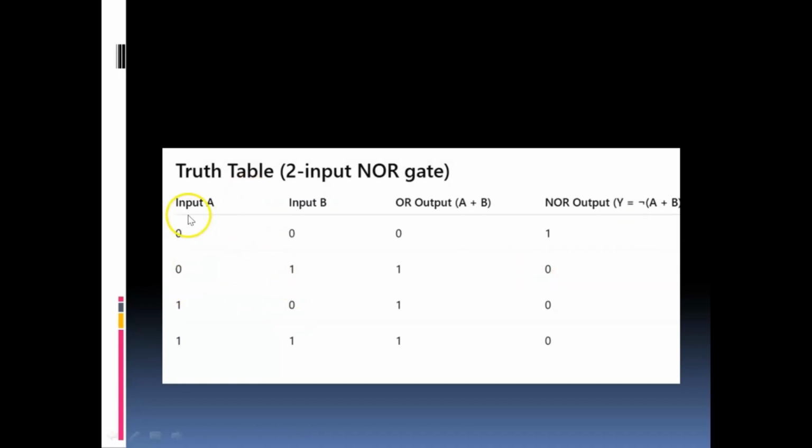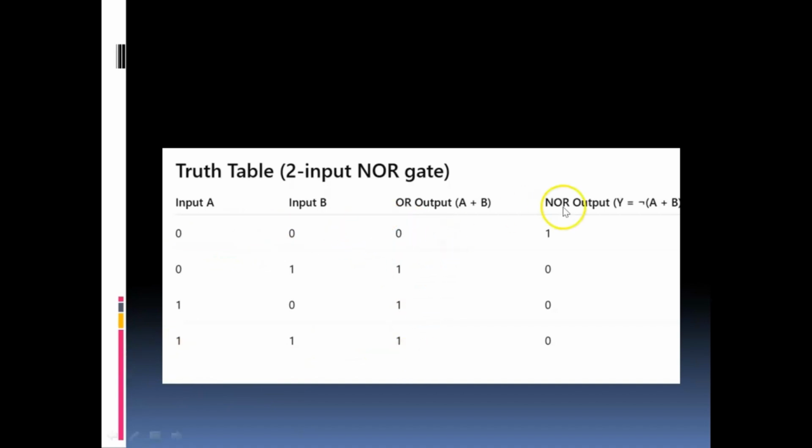The truth table looks like this. So inputs are A and B, and for OR, any one value becoming 1 should give you a 1 as the result. So here you can see 0 and 1, output should be 1. 1 and 0, output should be 1. 1 and 1, output should be 1. Okay, so this is very clear to you, I guess.